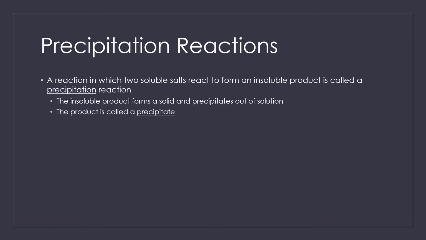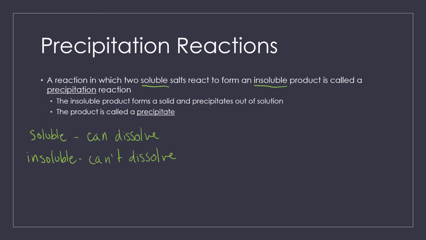So what is a precipitation reaction? It is when you have two soluble salts in solution and they react and form an insoluble product. So let's take a second here to talk about some of these terms. We have the terms soluble and insoluble. I'm sure we've gone over these before, but it would be a good idea to review them. Soluble means that the chemical can dissolve, which means that insoluble means that it can't dissolve.